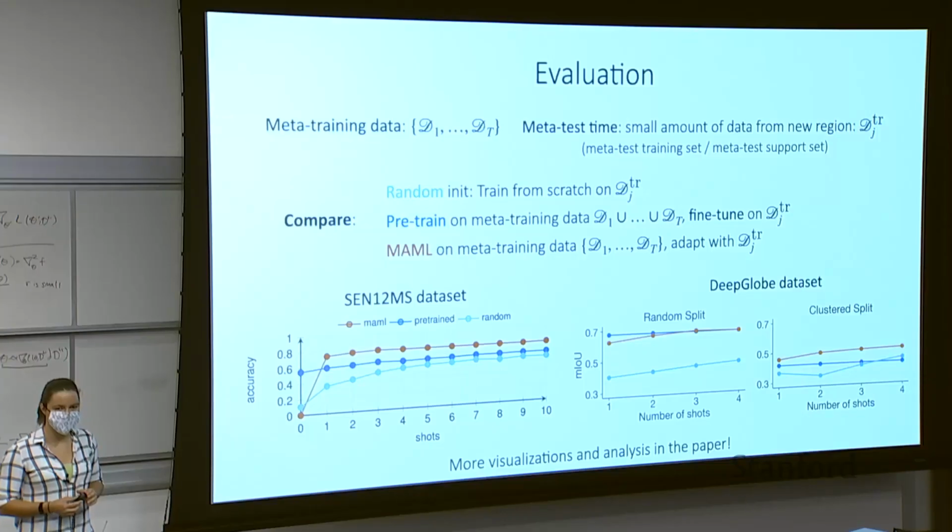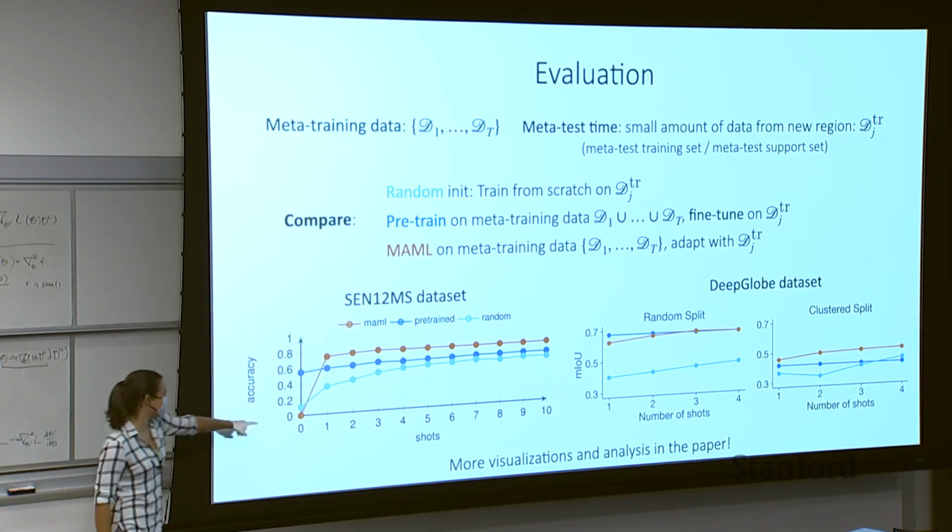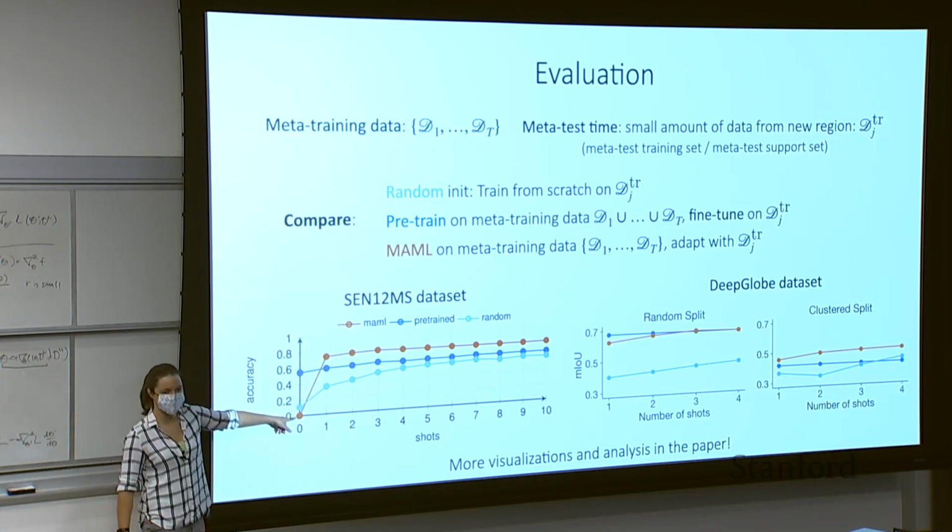Any questions on the case study? Yeah. Why is the accuracy even lower than the accuracy for random guessing at zero shot? Yeah, so the question is, why is this below the performance of random guessing?